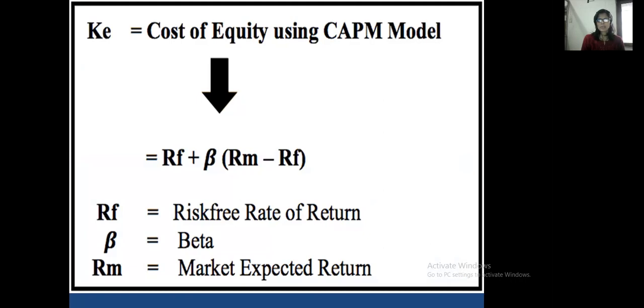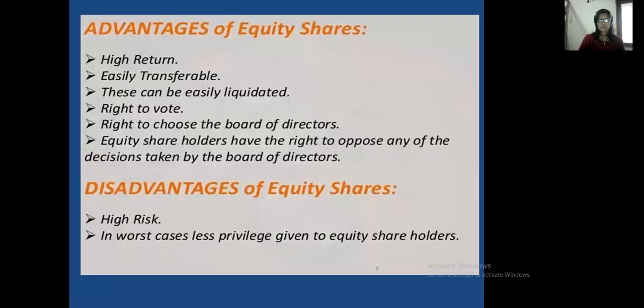In the CAPM model, K equals RF plus beta times (RM minus RF). Now what is RF? RF means the risk-free rate of return. Risk-free rate of return means that much return on which the risk is free, meaning you don't need to panic. Next is beta. Beta means risk and RM means market expected return. What we can expect from the market is the market expected return.